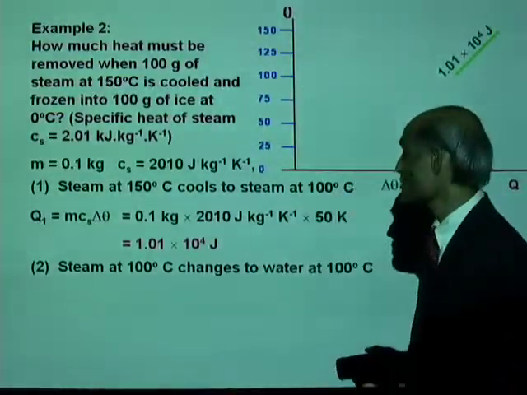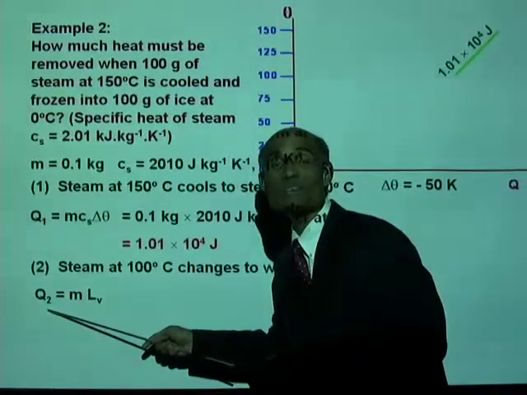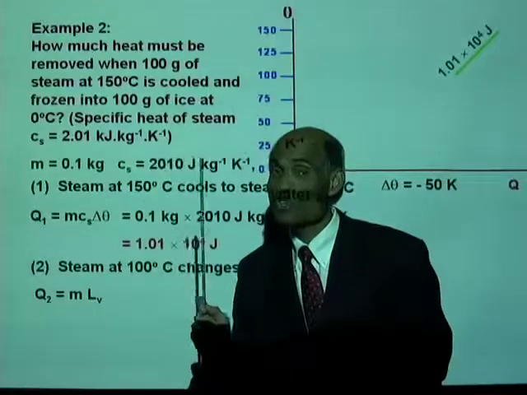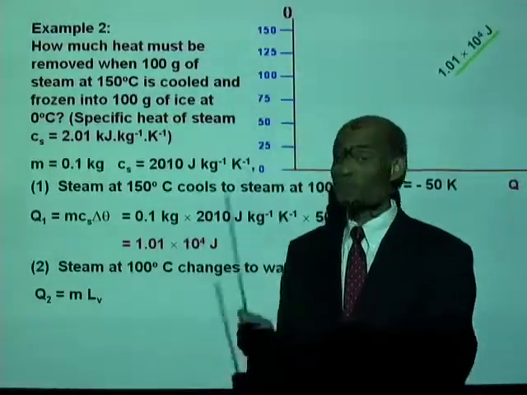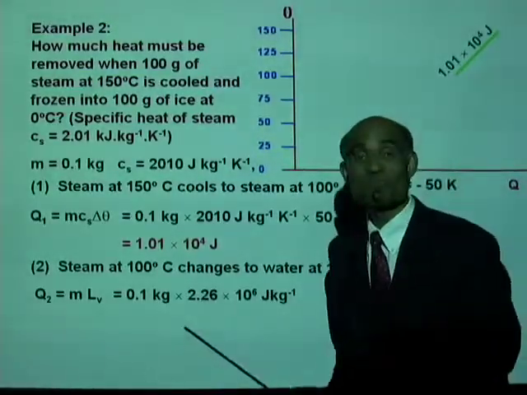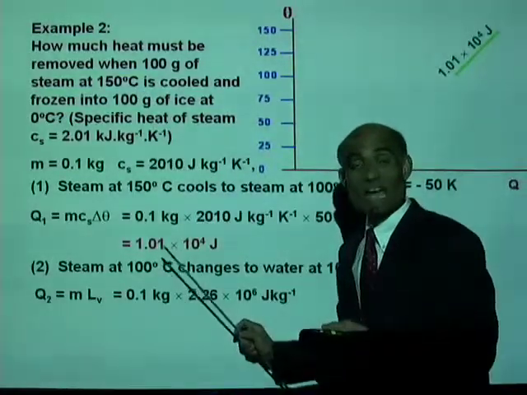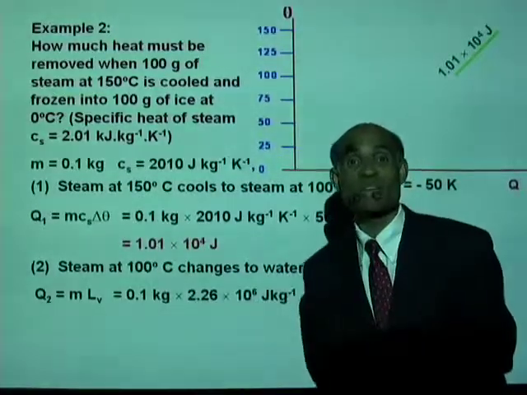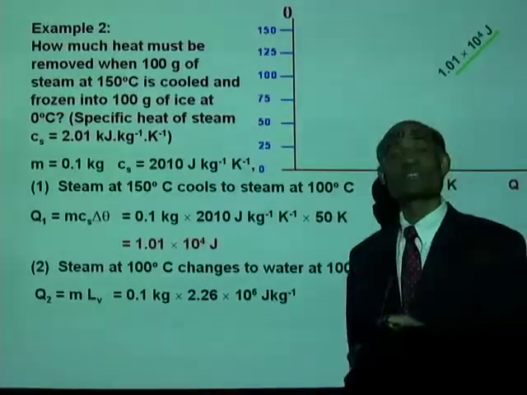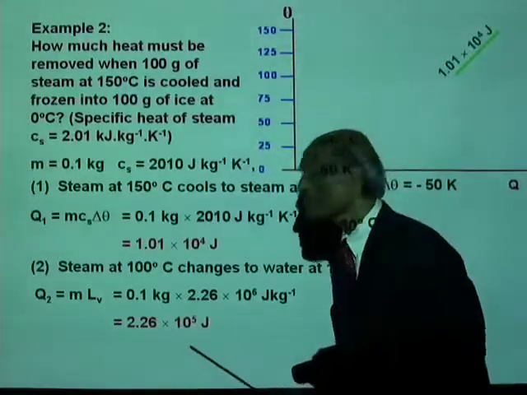Steam at 100 degrees Celsius changes to water at the same temperature. The amount of heat liberated is mass times latent heat of vaporization. There is no change in temperature there. It's a change of state. Now that will be mass is 0.1 kilogram, latent heat of vaporization of water. I have not given it to you here. All those are standard values. You must be able to use it from the table that I have provided. That will be 2.26 times 10 to the 6 joules per kilogram. And that is 2.26 times 10 to the 5 joules.